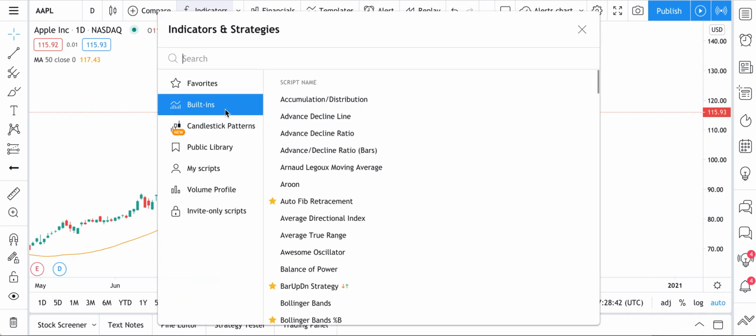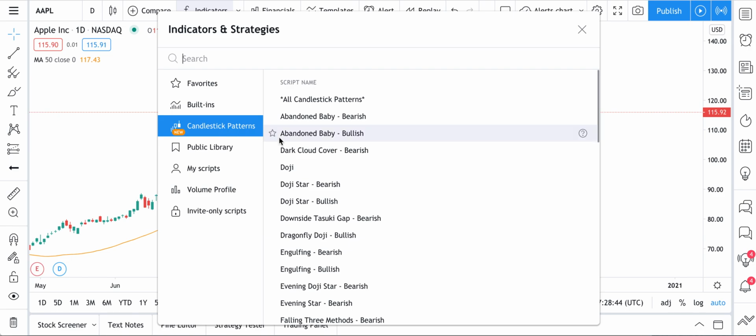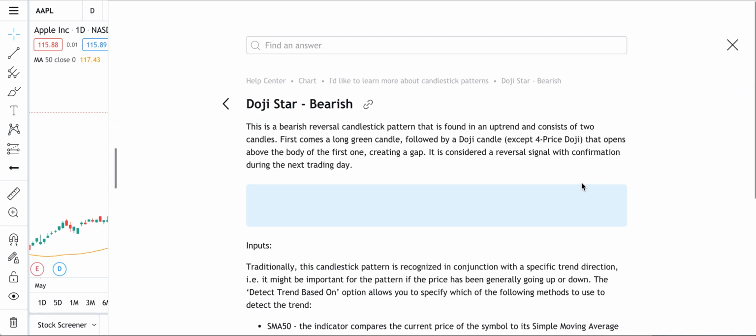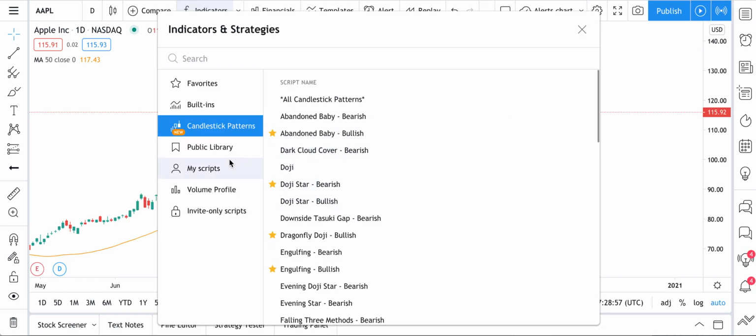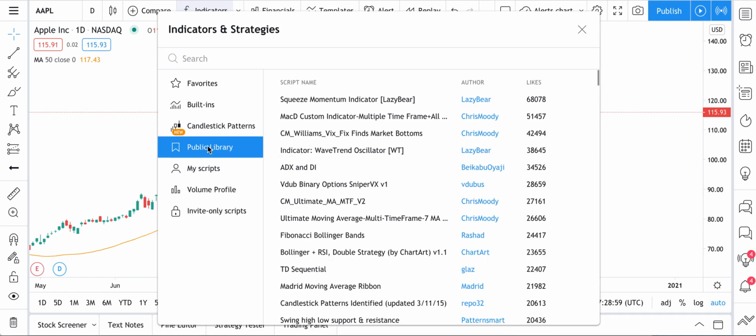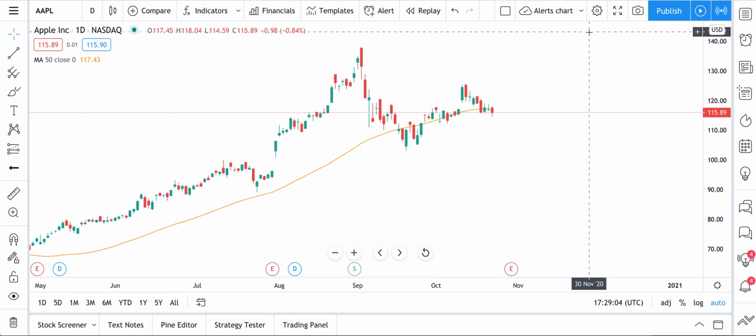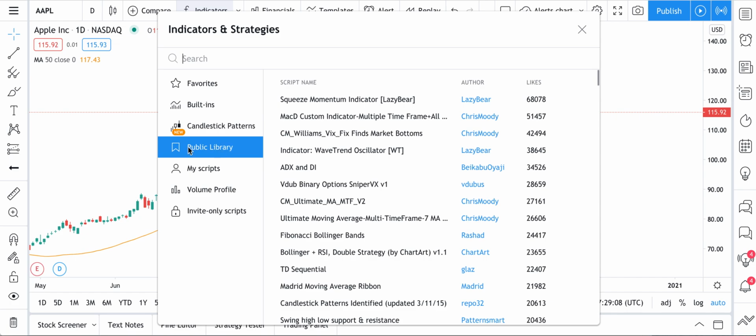Okay, we've gone through built-ins, we've gone through candlestick patterns, we've shown you how to add specific indicators or strategies to your favorites. We've shown you how to learn more about these indicators or strategies by clicking the question mark icon. Now let's dive into the public library. This is so important. The public library is found in the indicators and strategies menu. You can see it's right here.